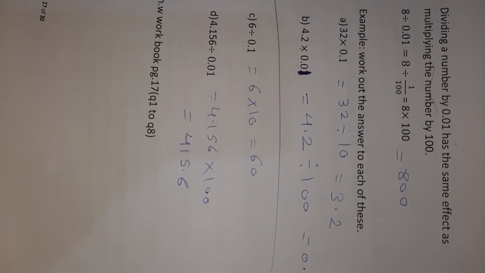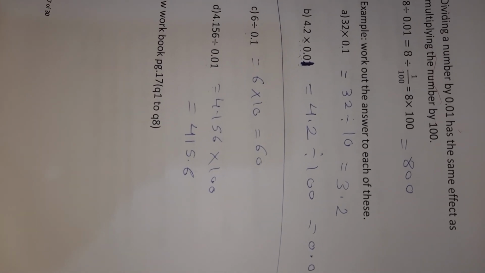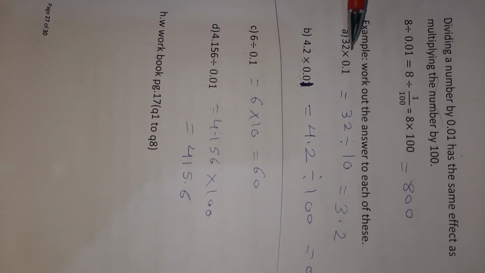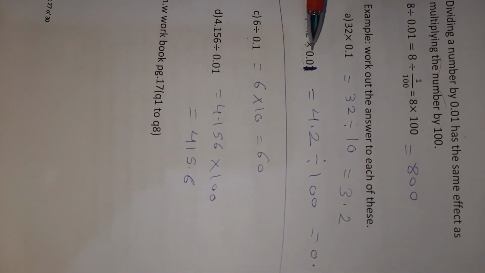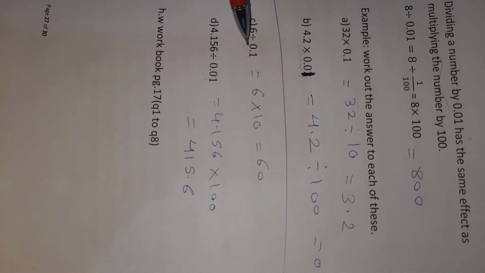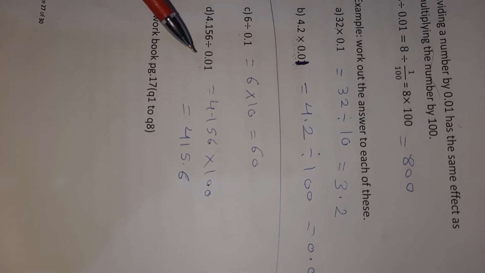So in this lesson we learned multiplying a number by 0.1, multiplying a number by 0.01, dividing a number by 0.1, and dividing a number by 0.01.